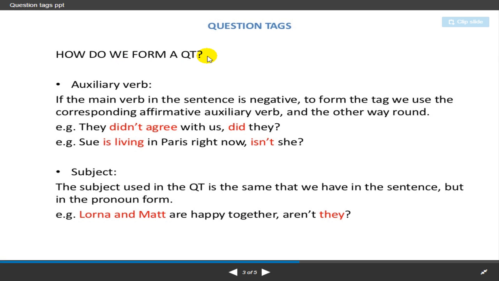How do we form a question tag? The auxiliary verb, which is the helping verb. If the main verb in the sentence is negative, to form the tag we use the corresponding affirmative auxiliary verb, and the other way around. They didn't agree with us, did they? I use the auxiliary verb: the sentence had didn't, so I put the affirmative did. Sue is living in Paris right now, isn't she? So here the sentence is positive, make the tag negative: isn't.